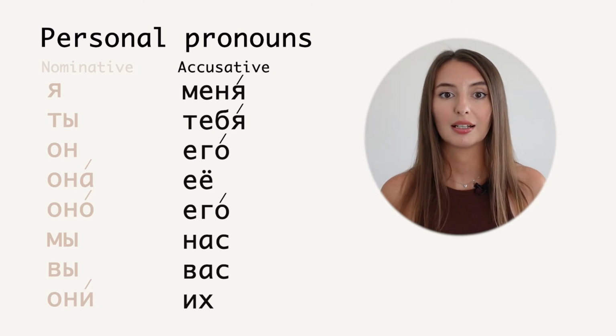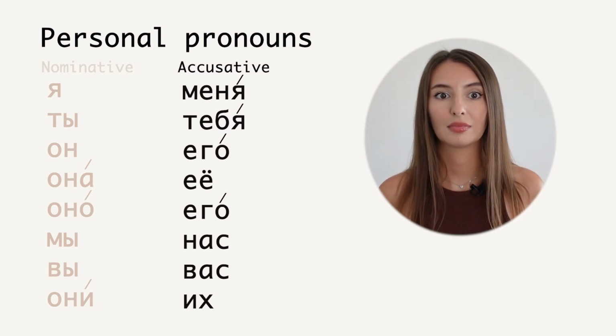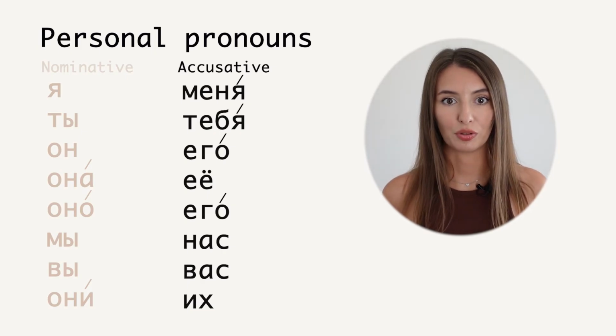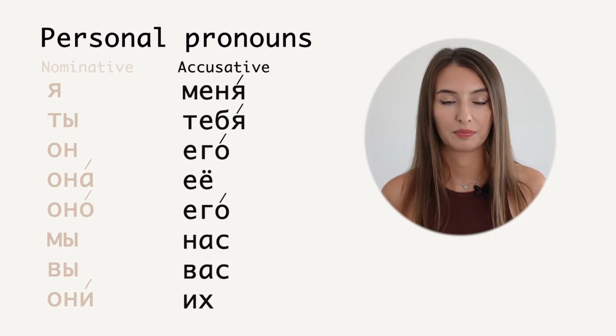For now, you need to memorize which forms the personal pronouns have in the accusative case to be able to answer the questions. What is your name? What is her name? What is his name? And so on. Let's look at these forms. Меня, тебя, его. Pay attention, G is pronounced like V here.